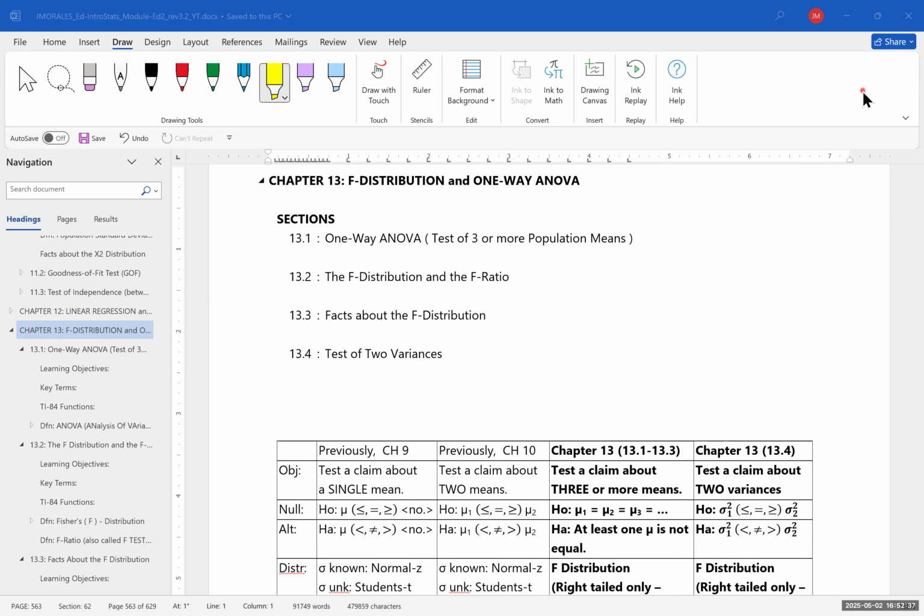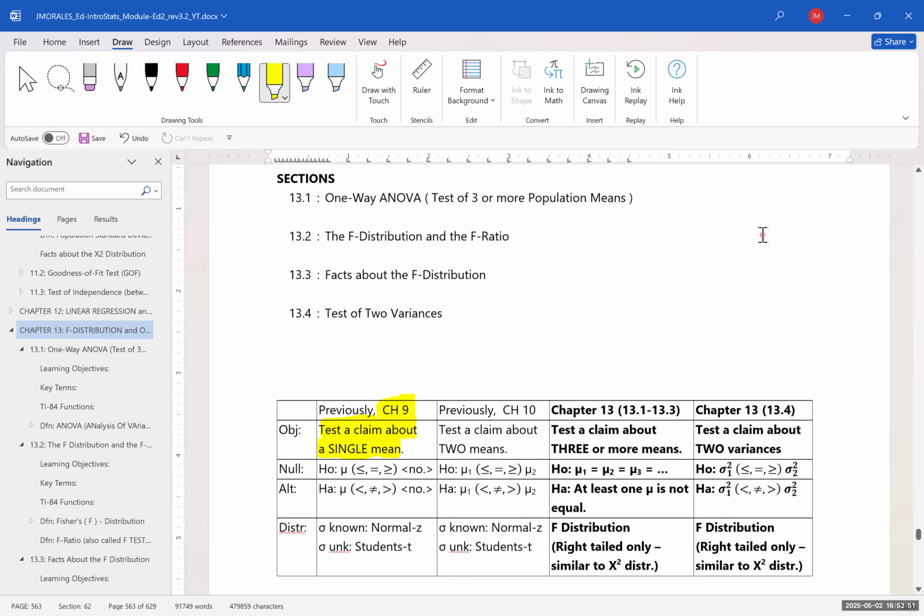Now, previously in chapter 9, our objective was to do a hypothesis test of a claim about a single mean. If the population standard deviation was known, we used a normal distribution. And if it was unknown, we used a student's t. In chapter 10, we did a hypothesis test about two means. And again, if the population standard deviation was known, we used a normal distribution, and if it was unknown, we used a student's t.